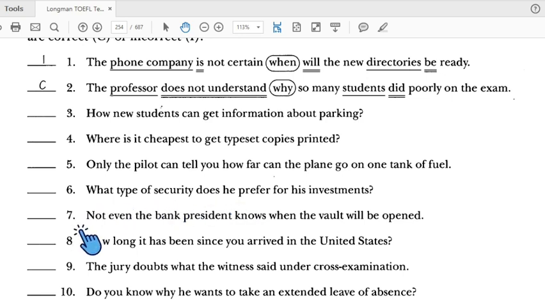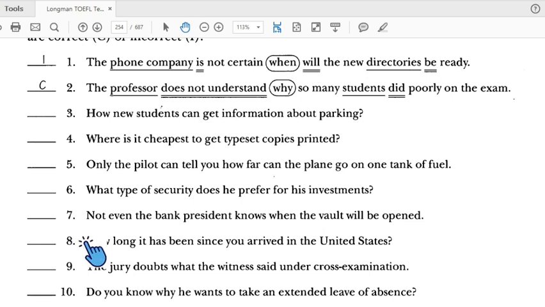Okay, number 7. No, even it's not a question. It means subject, verb. Okay, there is a connector because there are two clauses. It means subject, verb. Okay, it means that number 7 is correct.